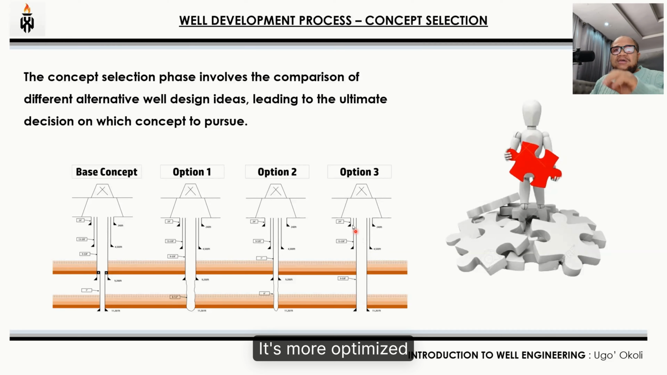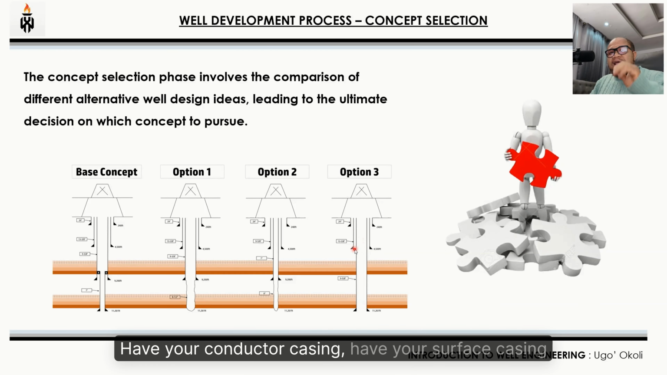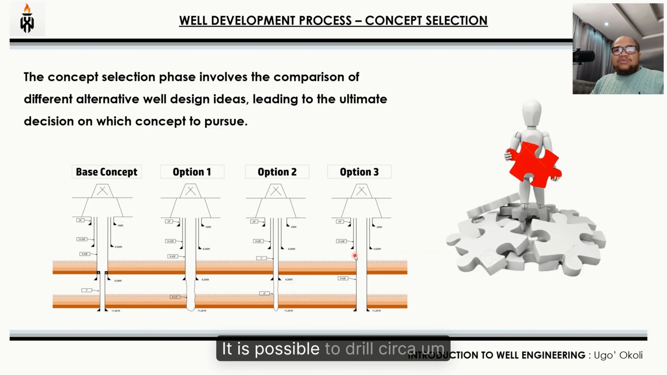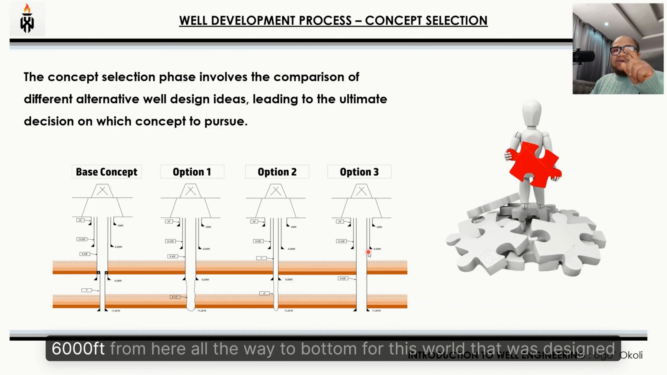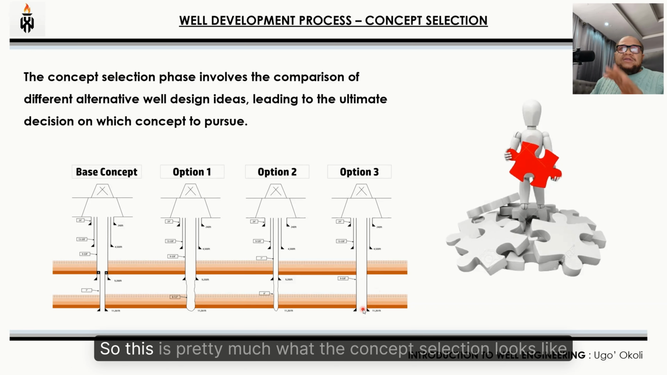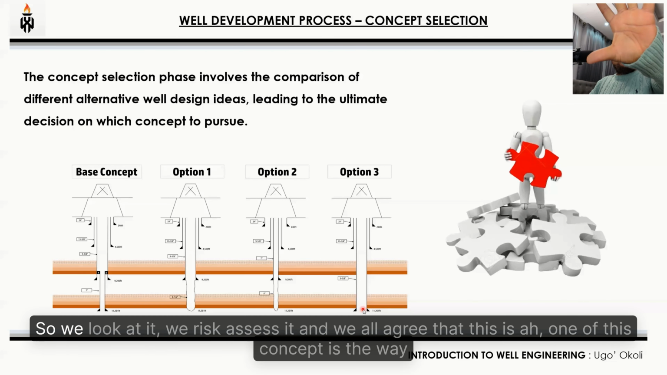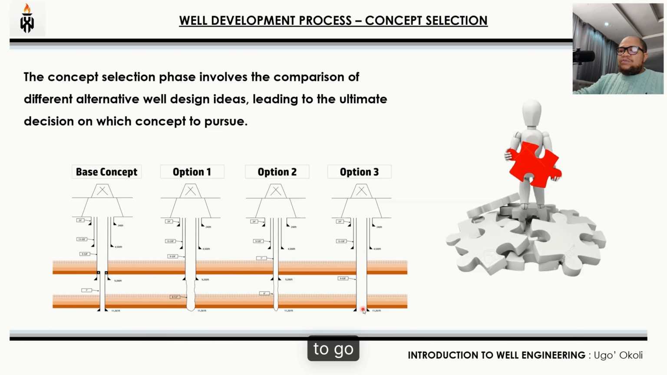It's more optimized. Have your conductor casing, have your surface casing. It is possible to drill circa 6,000 to 7,000 feet from here all the way to bottom for this well that was designed. So this is pretty much what the concept selection looks like. We look at it, we risk assess it, and we all agree that one of these concepts is the way to go.